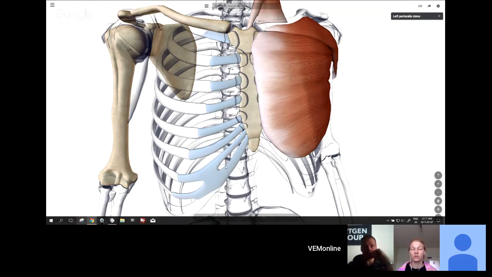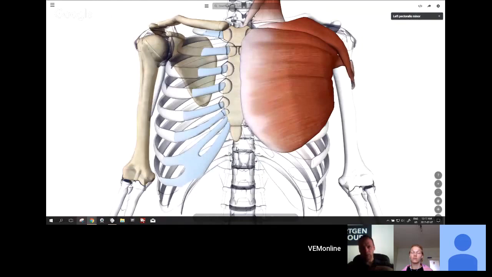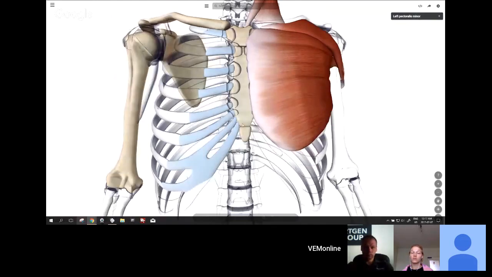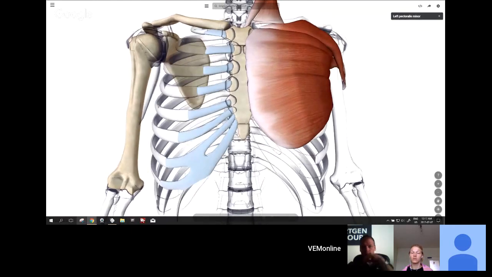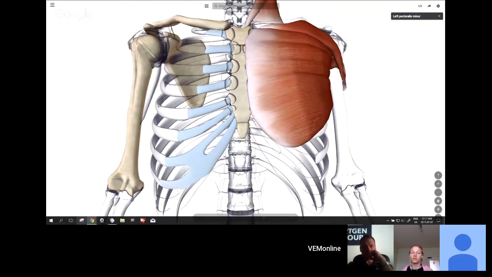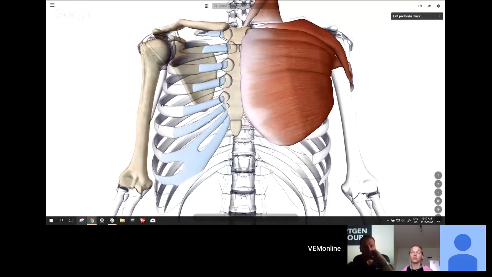It does connect. Pectoralis major actually has a connection with the abdominal fascia, abdominal aponeurosis, and the rectus abdominis as well. So it has a fascial connection to rectus abdominis, the six pack muscle, right? So it kind of goes transversely, not horizontal, up and down, right? In the vertical direction.